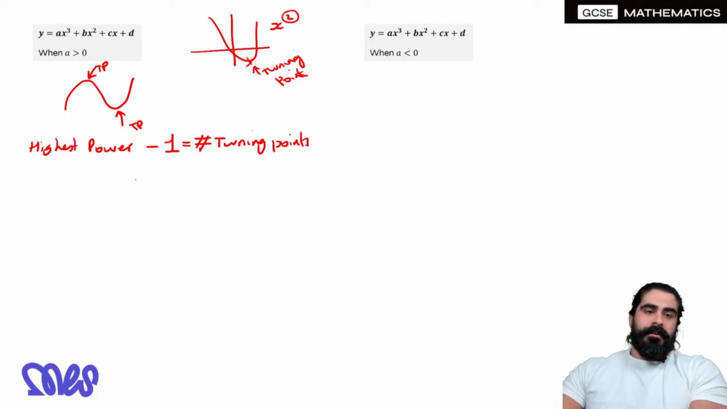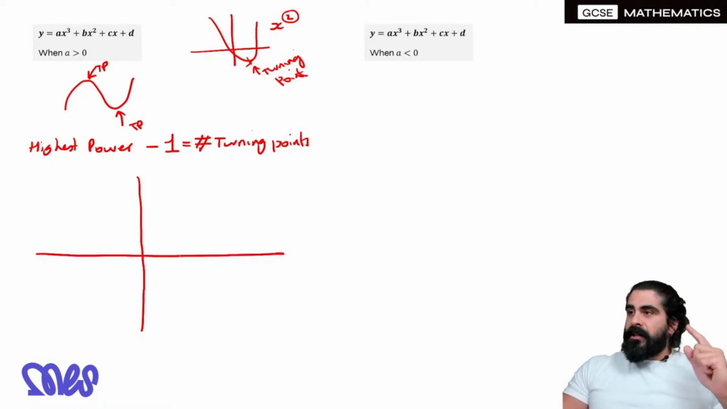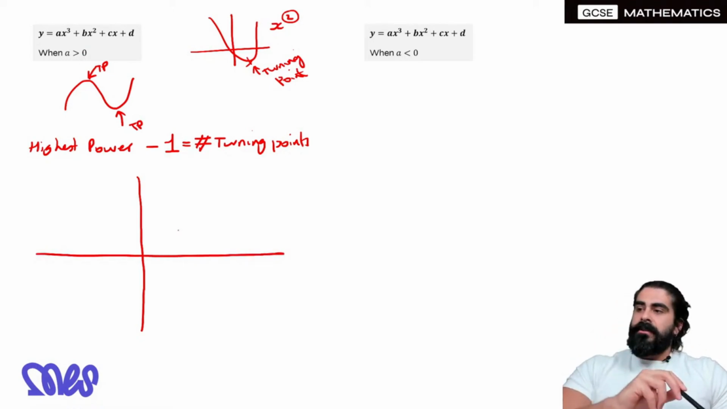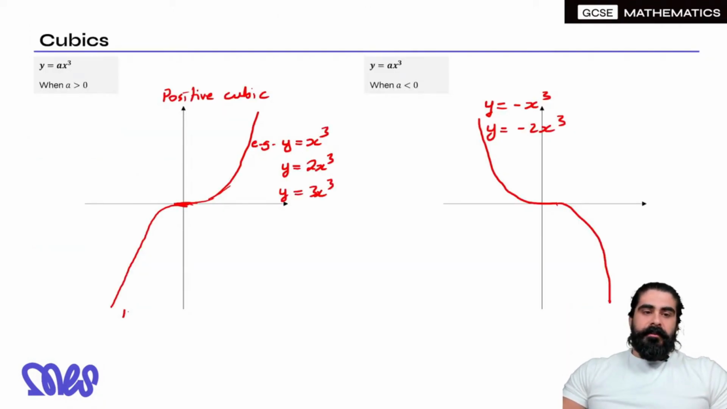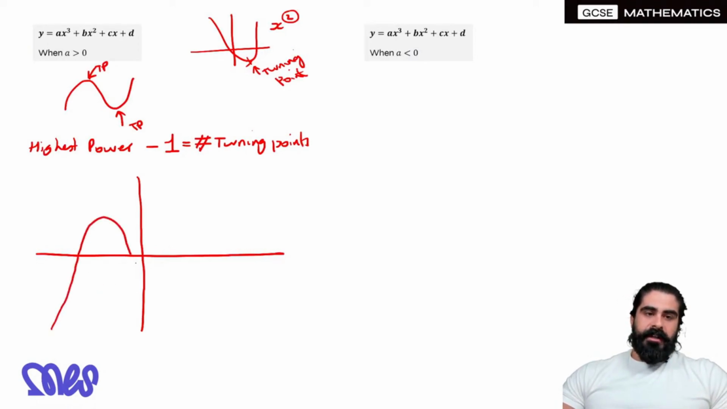Here, in terms of when a is positive, it still has to come from below and go up. Just like here, can you see it comes from below and then goes up? It does the same thing. It goes from below, it can have two turning points, and then back up.